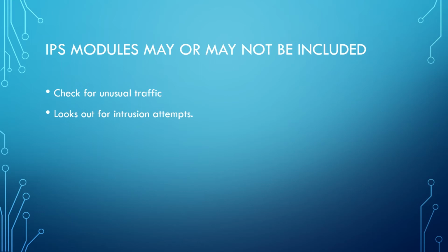Now, there are benefits to having an IPS in your network, and one of them is increased network availability and faster remediation. It's going to look at the traffic, look for any unusual traffic, and block it. And it's also going to look for any kind of intrusion attempts.